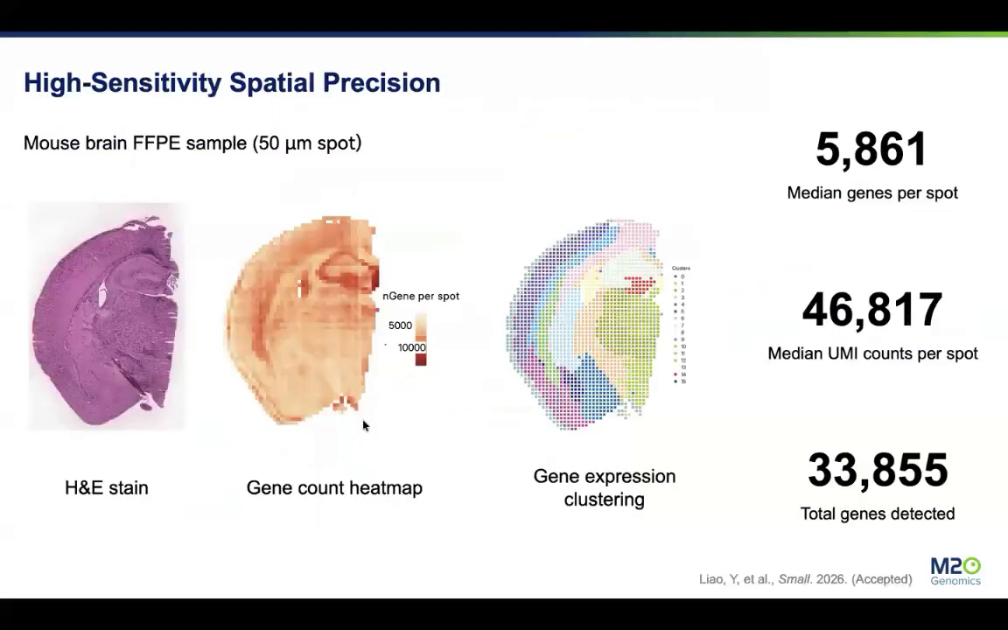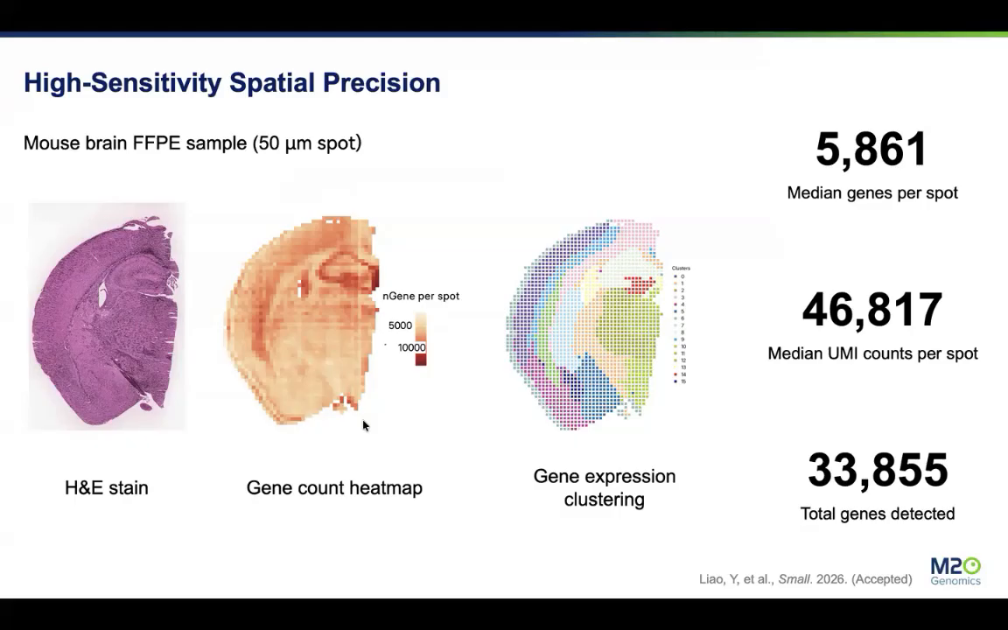Now let's move on to some data. Here is data from a mouse brain FFPE sample. As I mentioned previously, FFPE is one of the more challenging sample types for spatial transcriptomics due to the RNA fragmentation. And even in this challenging setting, at the standard 50-micron resolution, NATA achieved a median of over 46,000 UMIs and nearly 6,000 genes per spot. We can also clearly resolve the expected anatomical structures across the tissue.